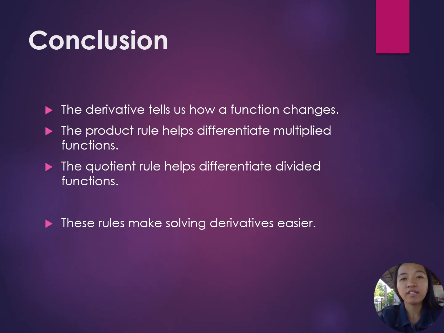To conclude, the derivative tells us how a function changes and represents the rate of change or the slope of a curve. We also learned about the product rule, which is used when differentiating multiplied functions, and the quotient rule, which is used when differentiating divided functions. These rules make it easier to compute derivatives without always using the limit definition.